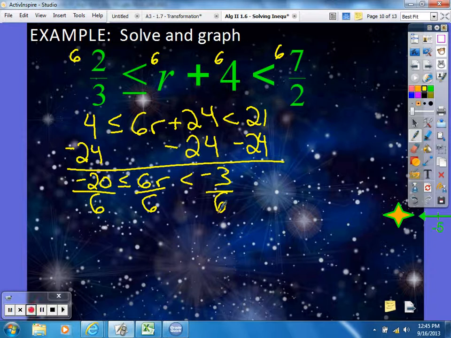All right, negative 20 over 6. Can we simplify that? What goes into both 20 and 6? 2, right? So that'll be negative 10 over 3. And negative 3 over 6 becomes negative 1 half. Go ahead and graph that. Take a minute, go ahead and graph that.